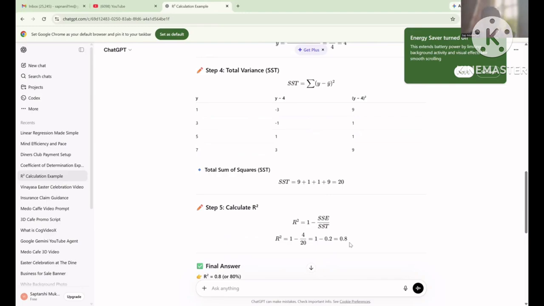But what I'm saying here is very simple: when you have this calculation of 0.8, what does 0.8 mean? 0.8 is nothing but 80%. So 80% of your model is accurate, right?